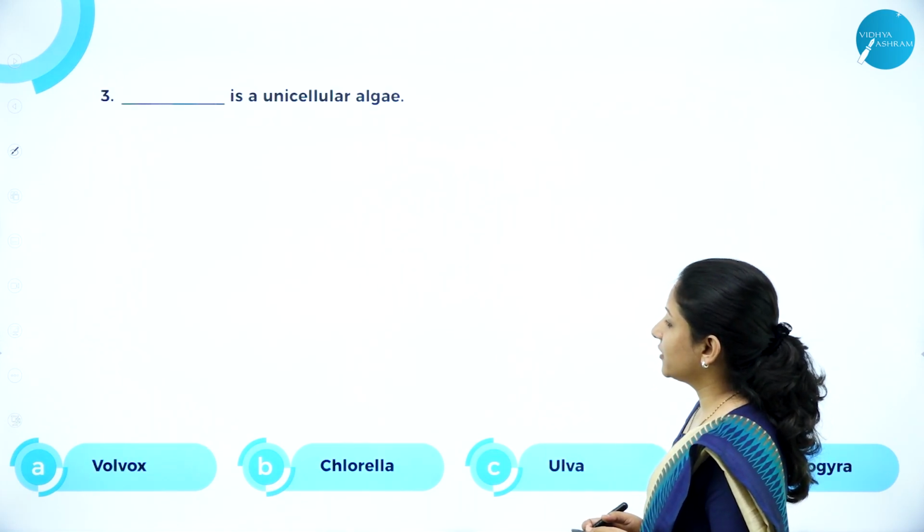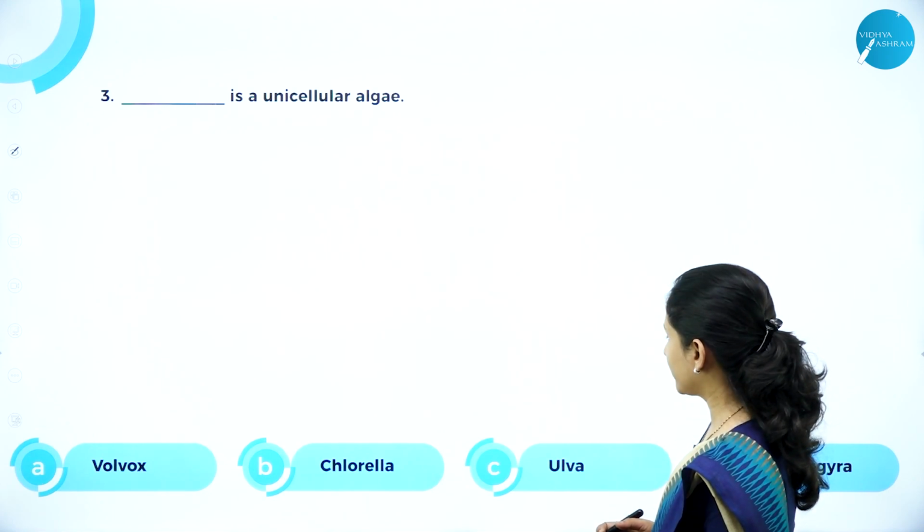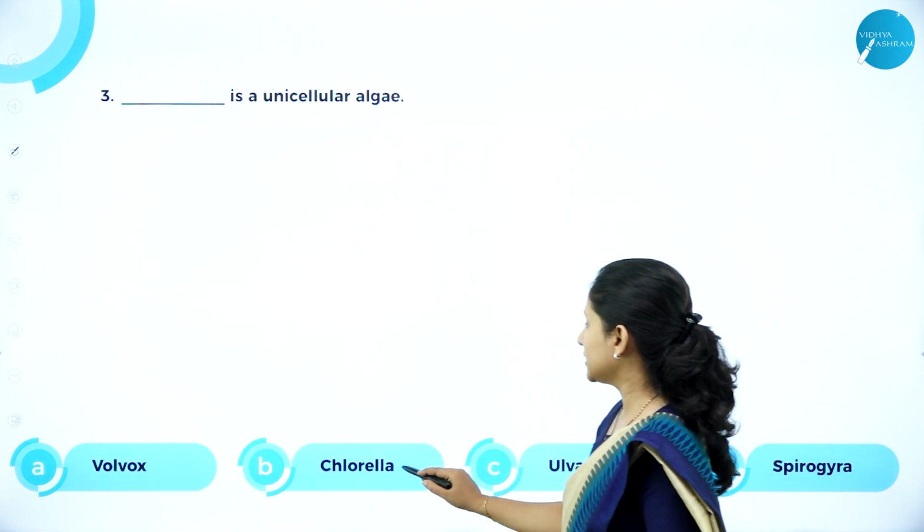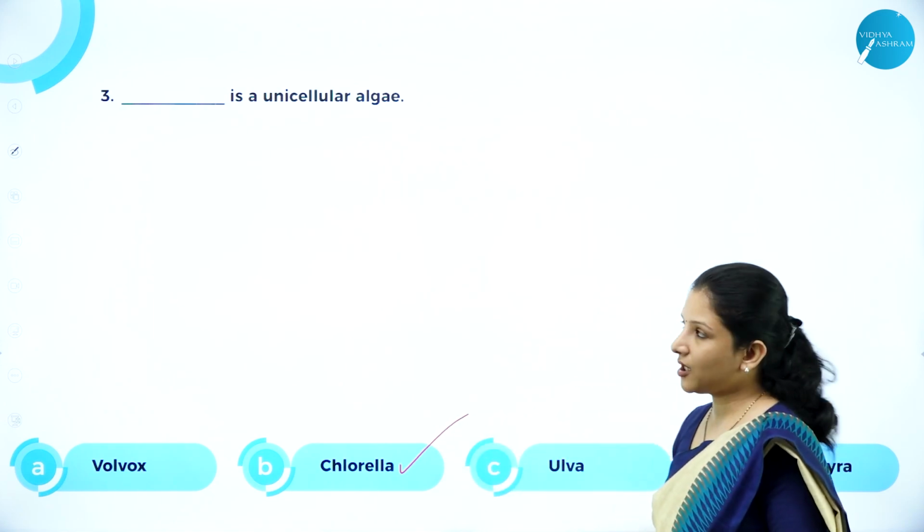Next, dash is a unicellular algae. Is it Volvox, Chlorella, Ulva, Spirogyra? So the answer here is Chlorella is a unicellular algae.